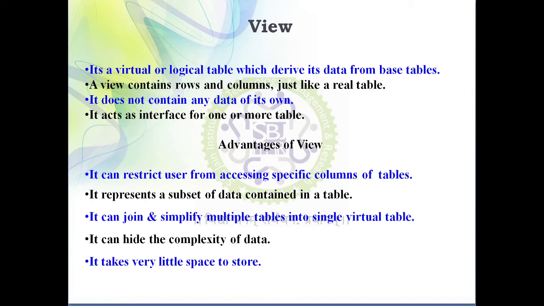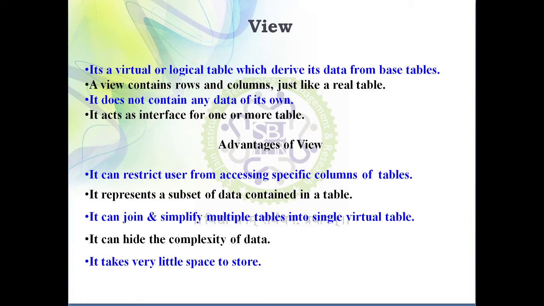So a view contains rows as well as columns, just like a real table. But what is the difference between a real table and a view? A view does not consist of any kind of data, but your original table will consist of data. So it acts as an interface for one or more tables. That means you can create a view for more than one table also.